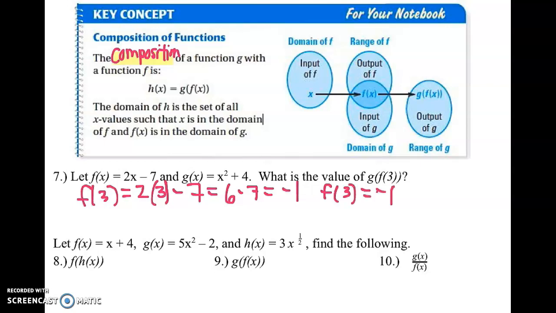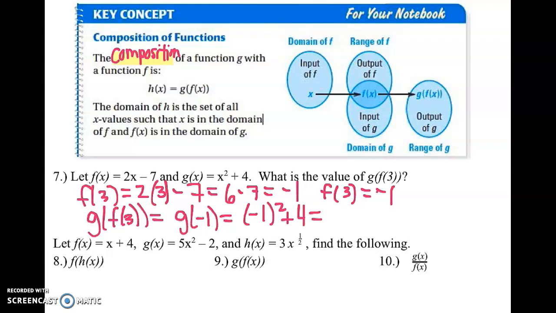And now we're going to take that and plug it into function g. So we found f of 3. We found that that equals negative 1, so now we're going to plug that into g. So g of f of 3 is the same as g of negative 1 because we found out f of 3 was negative 1. So in function g, replace the x with negative 1. So negative 1 squared gives you 1, plus 4 gives you 5. So g of f of 3 equals 5.